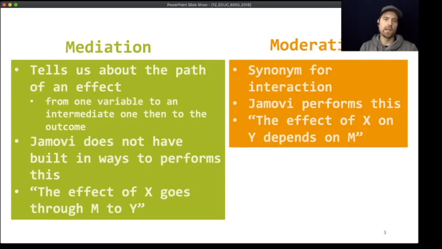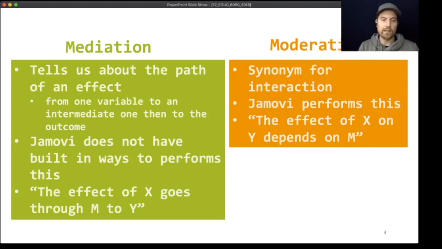So first, mediation. It tells us about the path of an effect. We're going to illustrate this a couple times, but the idea is that in reality, one thing might impact another thing, which then impacts another thing. That's mediation. The effect goes from one variable to an intermediate one and then to the outcome.